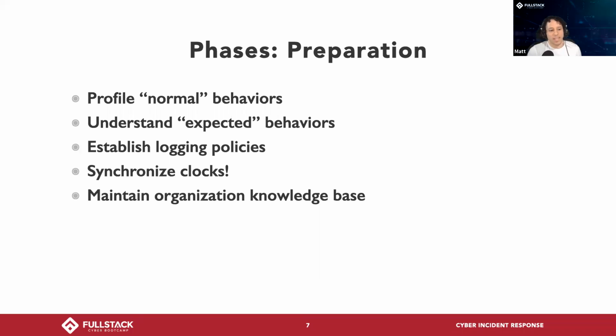We want to maintain our organization's knowledge base. This is what we were saying before. Asset inventories. Make sure you know what you're protecting so you know how to protect it. Okay. And also having playbooks established for when something goes wrong, what are we supposed to do? Literally almost like a checklist or flow chart. Okay. Questions on the preparation phase? How do we get ourselves ready?